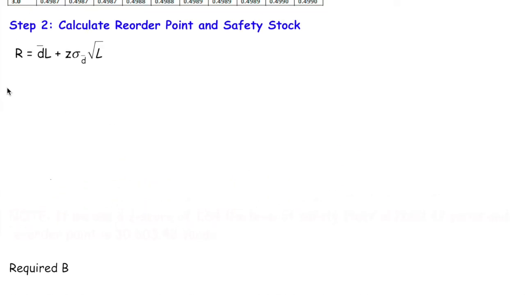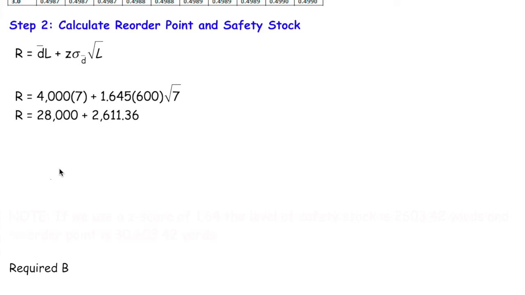So if I were to plug things in here, for D bar I would put 4,000, for L we'd plug in 7, for Z I could put in 1.645, sigma D is 600, and L is of course 7. And we want to evaluate the value of R and the value of safety stock. If you calculate that, the answers you should be getting are 30,611.36 for the reorder point and 2,611.36 as safety stock.